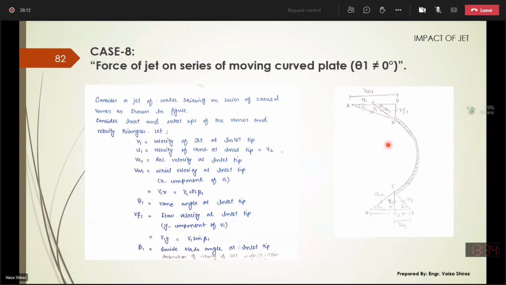Okay, guys. So in this case, at the outer tip, the triangles are exactly the same as what we have discussed in case number 7. At the inlet, you now have a modification because theta 1 is not 0 in this case. So that you know V1 and you know U1, draw these two vectors on the same magnitude using some suitable scale. So you know V1, this V1 is at angle beta 1 with the horizontal.